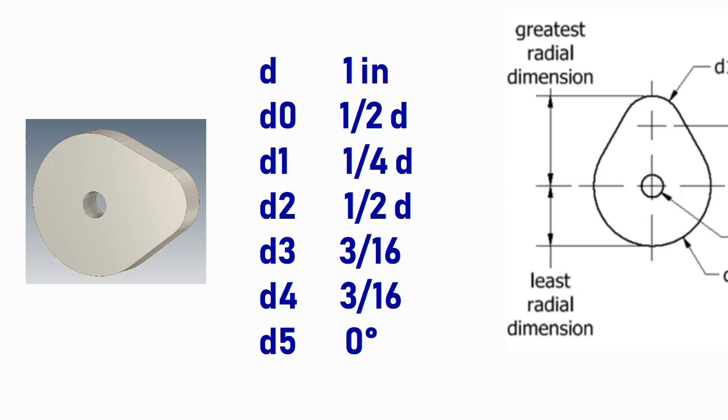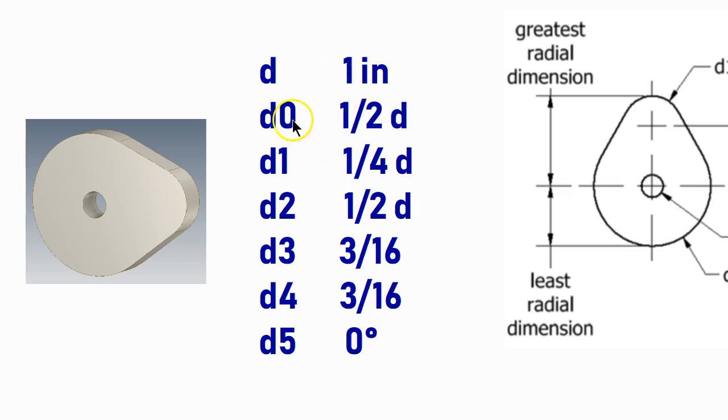Alright, this is Mr. Huff, and I want to talk to you a little bit about parametric design. This is where you design a part and you want to base it on a nominal dimension. In this case, 1 inch is our nominal dimension, and then you want all of the other pieces to be in relationship to that nominal dimension.